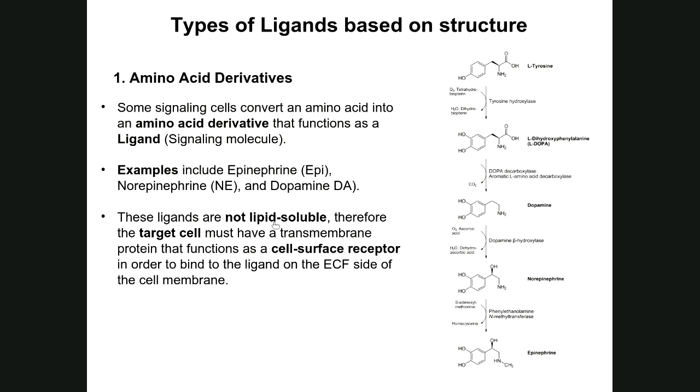So by uncovering the chemical structure of these types of ligands called amino acid derivatives, that told scientists, hey, on those cells that I believe might be potential target cells for any one of these amino acid derivatives, I want to start searching for the receptor in the membrane of the protein. In other words, I want to look for transmembrane proteins that function as cell surface receptors. So this is where the importance comes in.